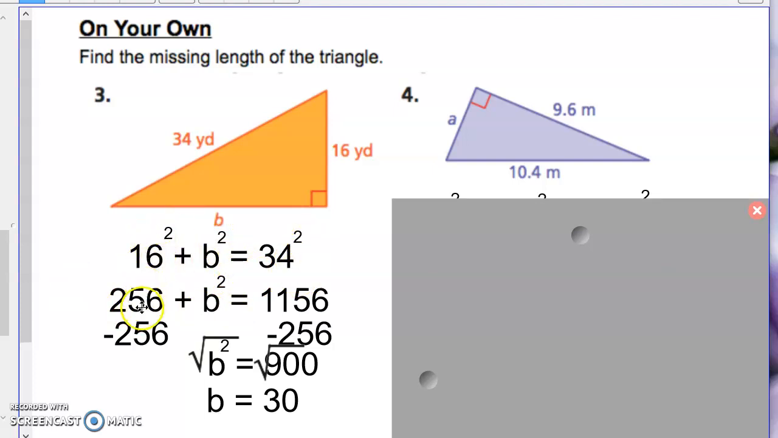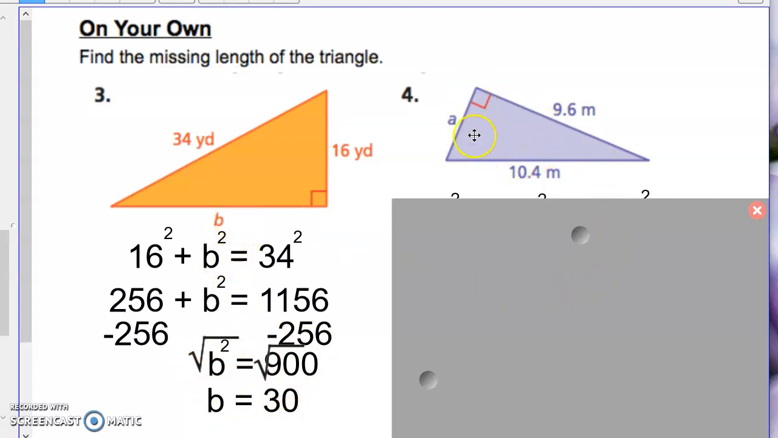I figured out what 16 squared is, 256. I figured out what 34 squared is, 1,156. Then I subtracted 256 from both sides to get b squared by itself. That left me with 900. Then I square rooted both sides, and that gave me my answer of b is equal to 30 yards.